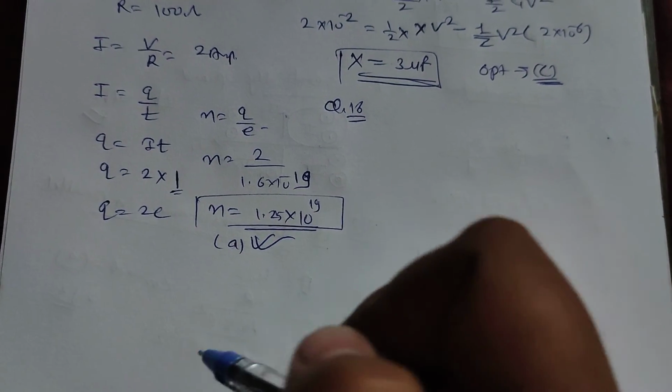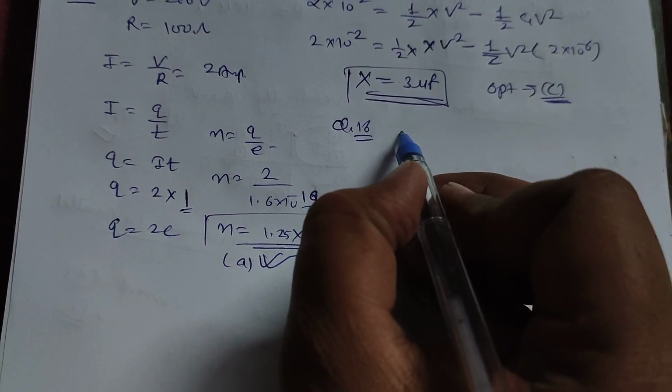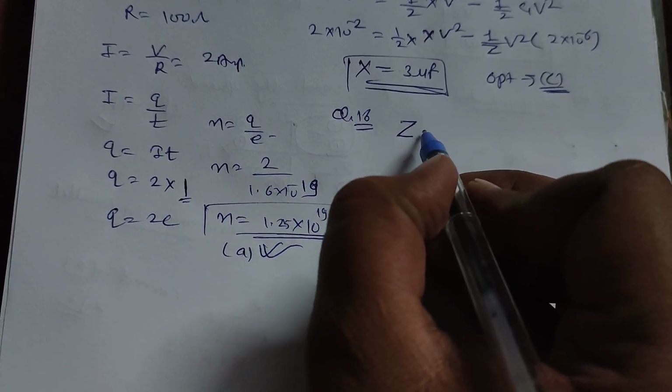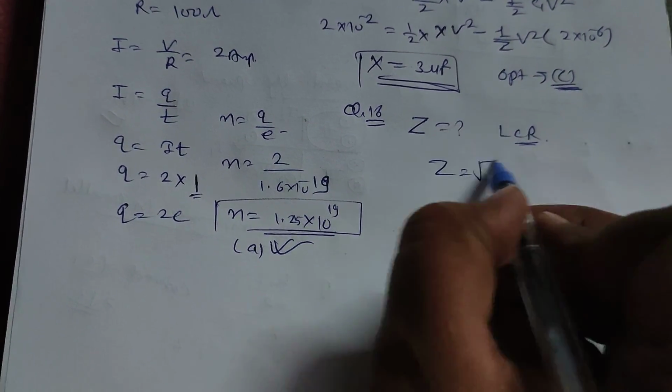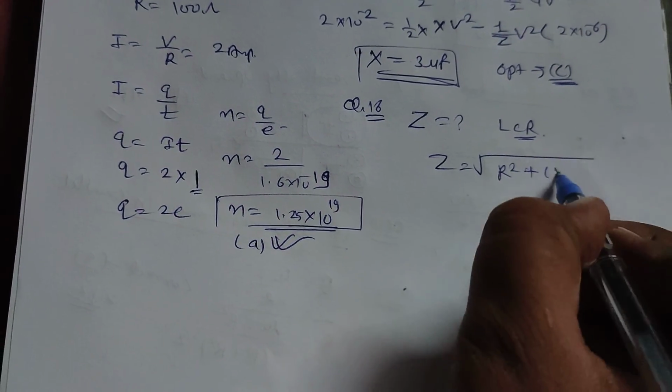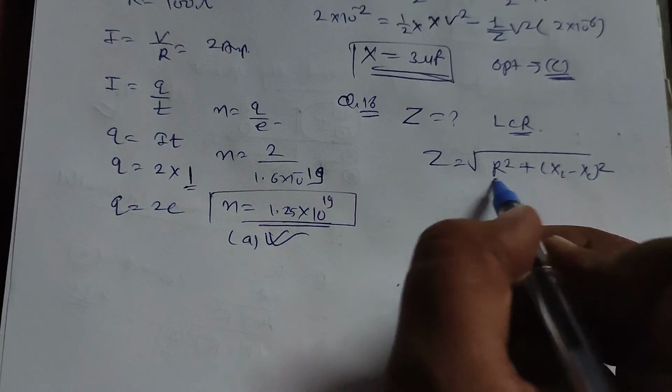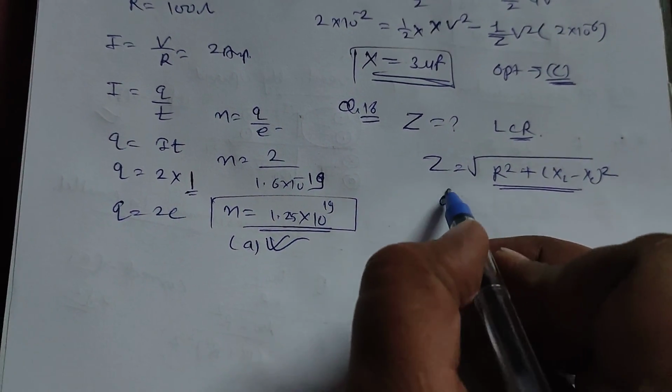In question number 18, they want to know about the impedance Z for an LCR circuit, that is Z is equal to under root of R square plus (XL minus XC) whole square. So option D is the correct answer.